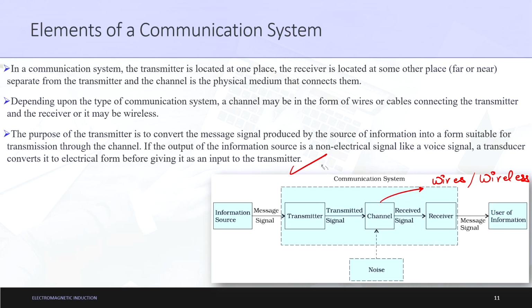So, for now we got to know the elements of a communication system: what is the transmitter, what is the channel, what is the receiver. For now I would like to end this lecture here. In the next lecture we will get to know more about the transmitter, more elements of a communication system, what the parts are, what the basic requirements of a communication system are, and so on.